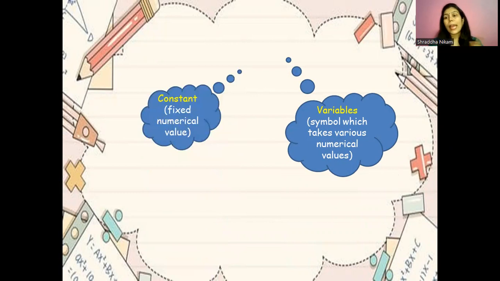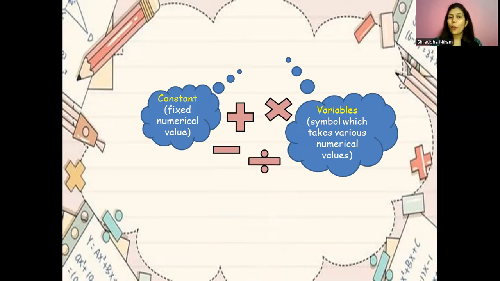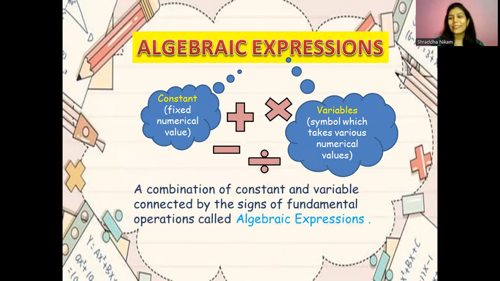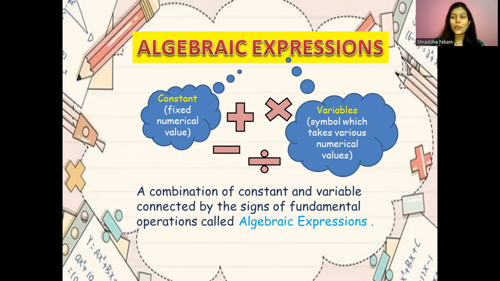When constants and variables are connected by fundamental operations like addition, subtraction, multiplication, division, it forms an algebraic expression. And yes, today we are going to learn about algebraic expressions in detail. First of all, let us have a look at its definition. A combination of constants and variables connected by the signs of fundamental operations is known as an algebraic expression.